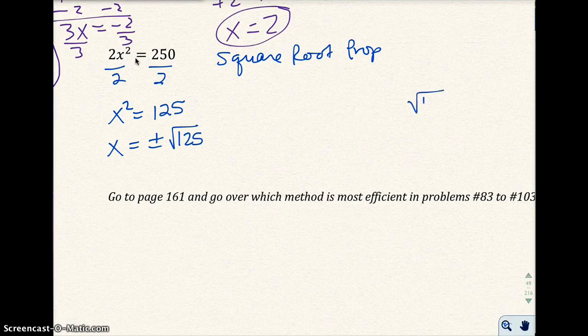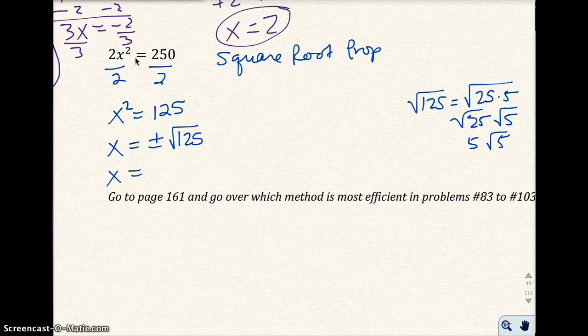The square root of 125 breaks down into the square root of 25 times 5, which is 5 square root 5. So x equals plus or minus 5 square root 5. This is much quicker to get the answer this way than to use the quadratic formula, and the 0 factor rule would not give you the answer.